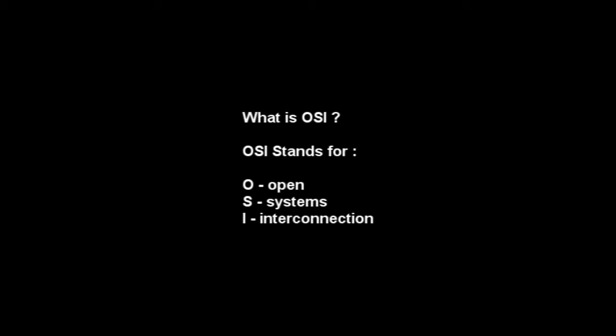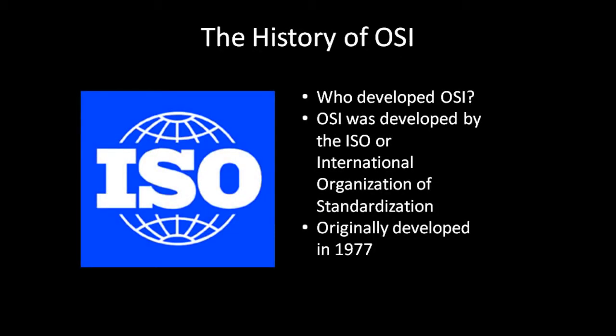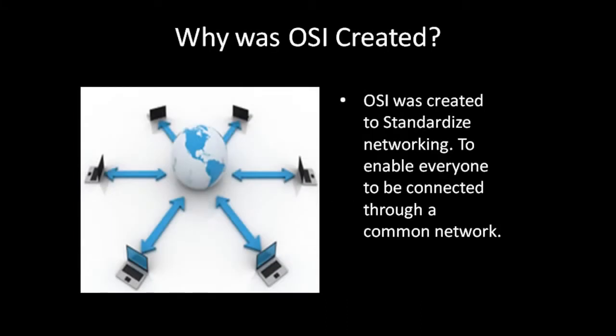What is OSI? OSI stands for Open Systems Interconnection. The history of the OSI, so who developed the OSI? The OSI was developed by the ISO, or International Organization for Standardization, originally developed in 1977. OSI was created to standardize networking to enable everyone to be connected through a common network.